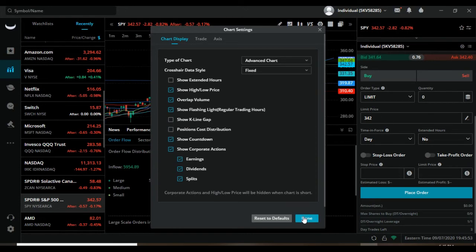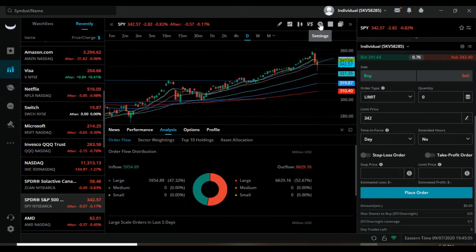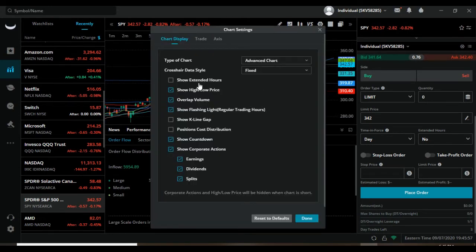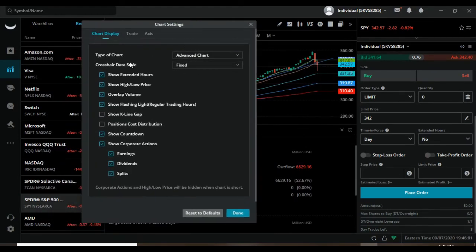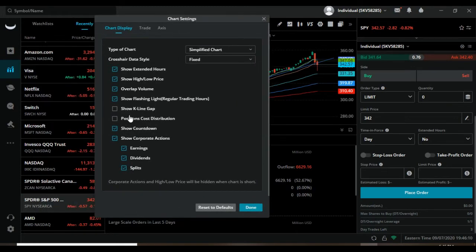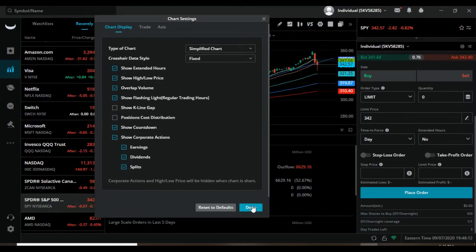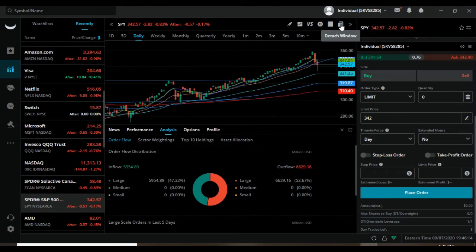From a settings standpoint, I did want to also discuss the settings as well. If you want to see extended hours, if you guys are really into that stuff, you can do that. You can choose an advanced or simplified chart. You can do overlap volume. Not really too much stuff I want to totally cover on this today. Again, I want to try to keep this very high level.